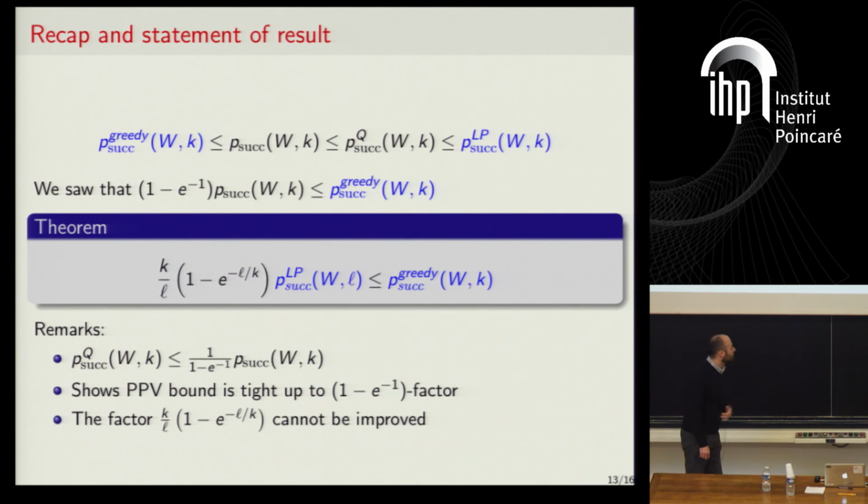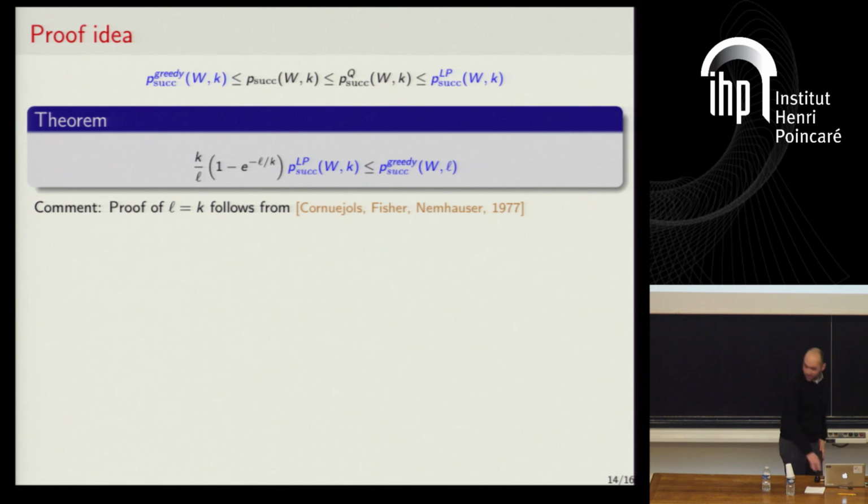And yeah, okay, if you're wondering whether this factor is optimal, it is. It cannot be improved, so you can construct a channel where this factor is achieved. Because the LP bound and the greedy bound are efficiently computable, these are nice quantities you can work with, and so there are some channels for which you can compute these exactly, and this is tight.